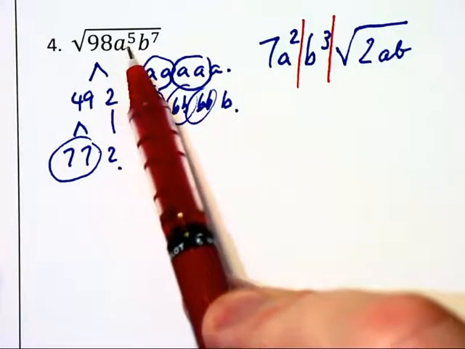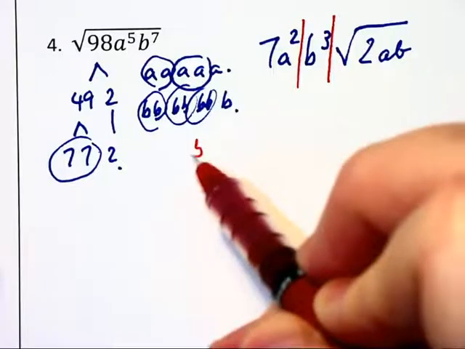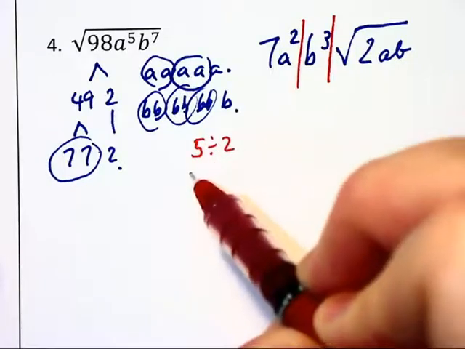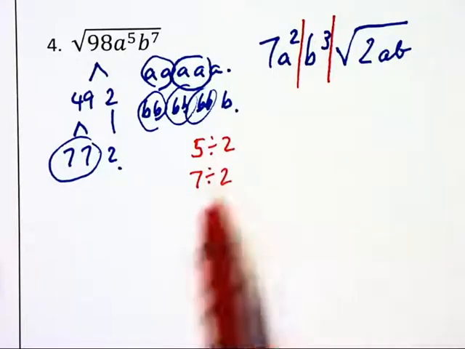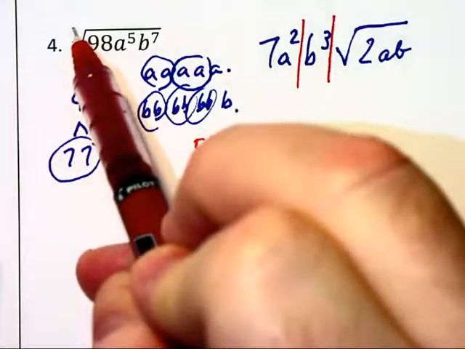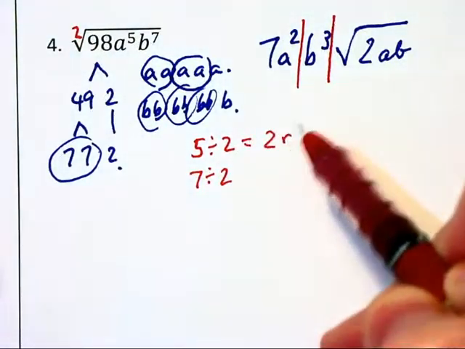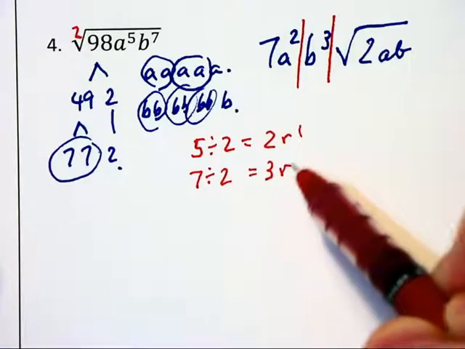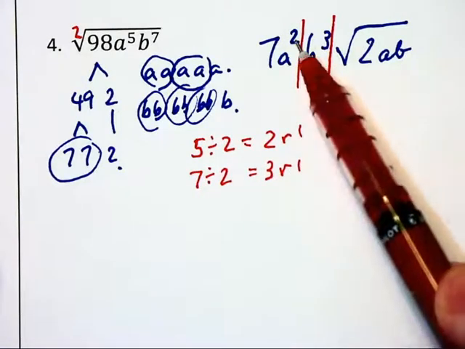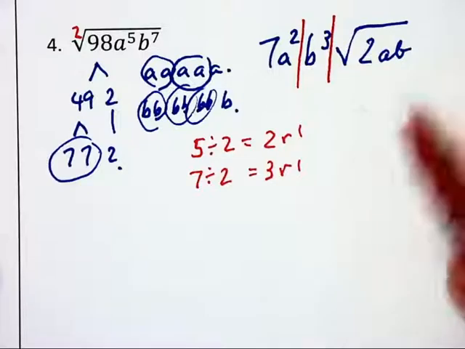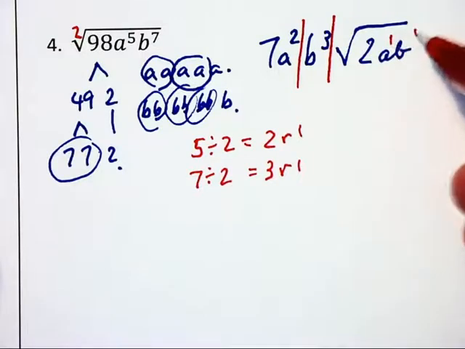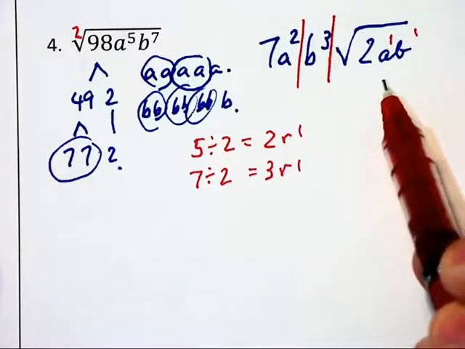What I would do looking at the 5 and the 7 is I would say 5 divided by 2 and 7 divided by 2. I'm dividing by 2 because there's an understood index of 2 in this problem, and I would get 2 remainder 1 and 3 remainder 1 respectively, and that gives me the powers of 2 and 3 outside and 1a and 1b left over inside the radical.